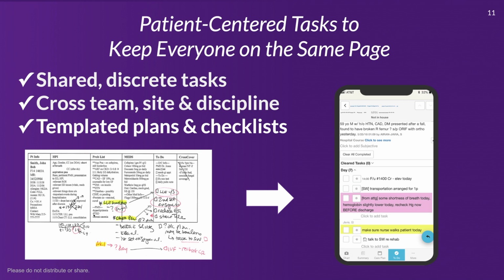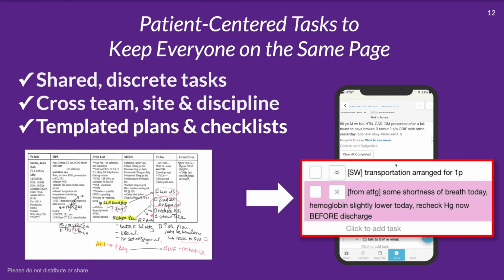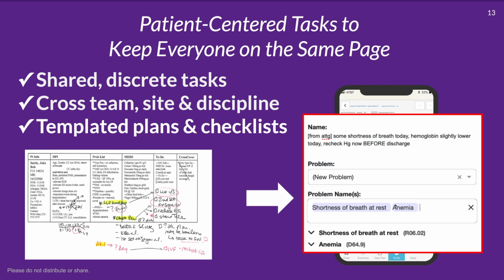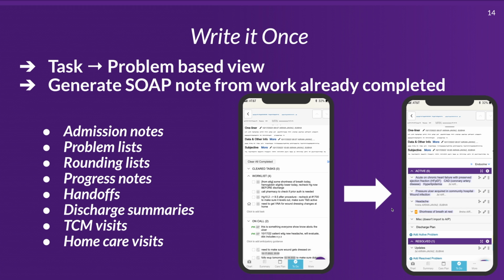Task management: instead of everyone having separate pages and task lists in all of those different places that I talked about, we have one shared task list where everyone is writing and sharing the same information. Each shared task, like this one for shortness of breath and concern for blood loss, can be tagged to ICD-10 codes and multiple ICD-10 codes. This then enables people to reorder all of their information that is typically by task into a problem-based view to then generate the different artifacts of documentation that are necessary. This is showing the task view and the problem-based view.